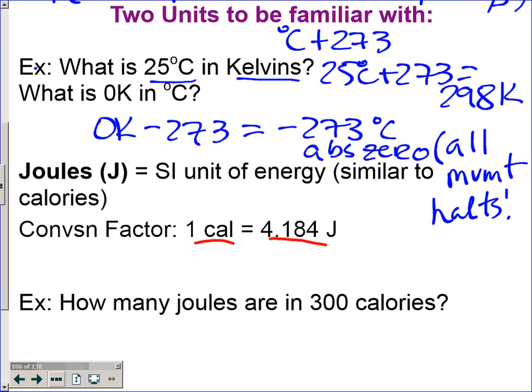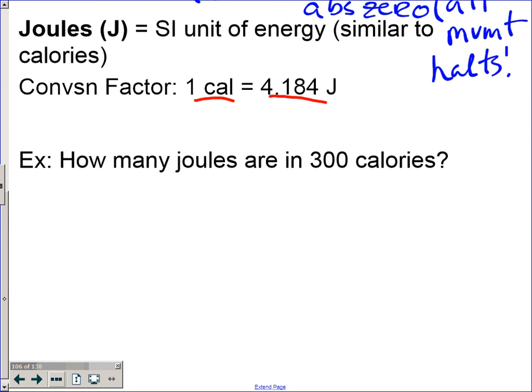Okay. So, who had breakfast not too long ago? Okay, what'd you have, Bailey? Bagel. Cream cheese? All right. So your bagel was probably, like on packaging, close to 300 calories. Okay, so this is a bagel. All right, so I want to know how many joules, J, are in these 300 calories.